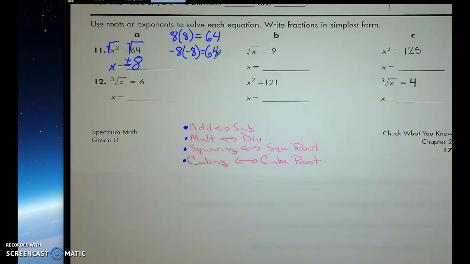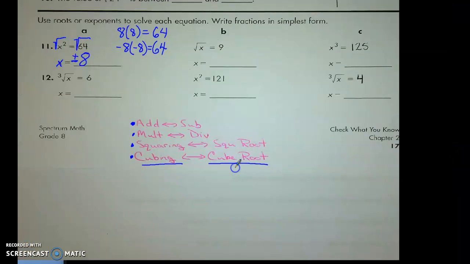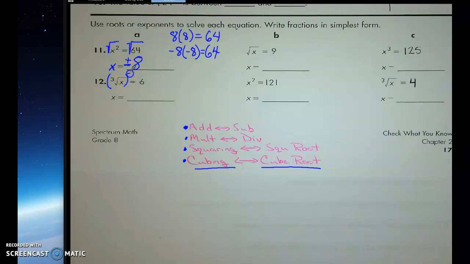Moving down to 12 on the A side. Cube root of x equals 6. So we've got to do the opposite. The opposite of cube root is cubing. So we're going to take this side, we're going to cube it. We're going to take this side, we're going to cube it. Okay? Cube root of x cubed is going to leave us with x. Then we will look at 6 cubed. 6 cubed gives us 216. With cubing, however, we only have one answer. So x equals 216.